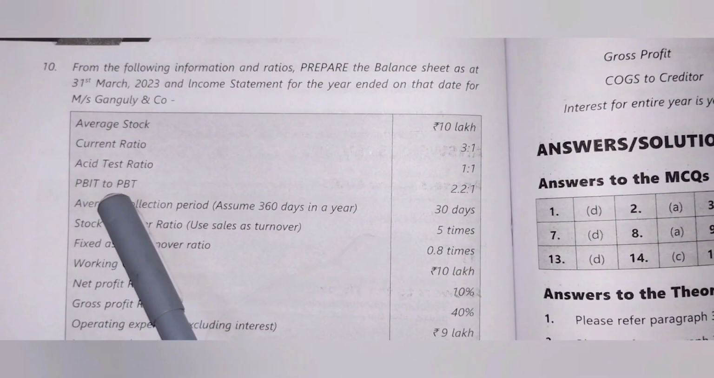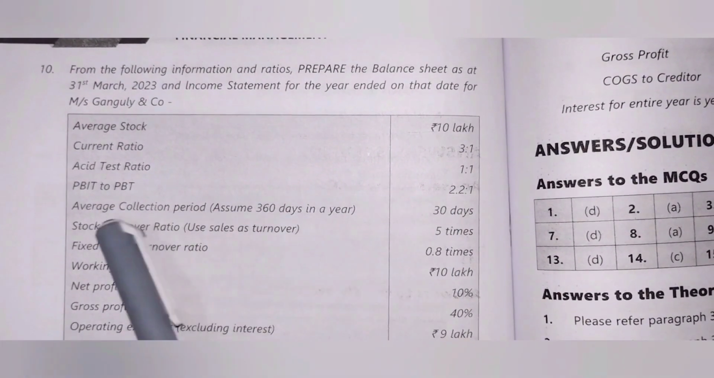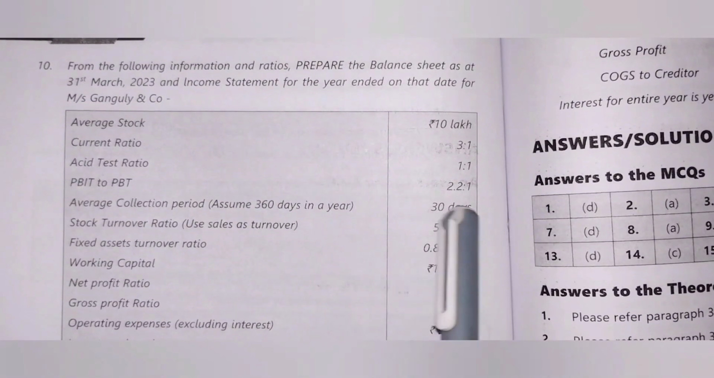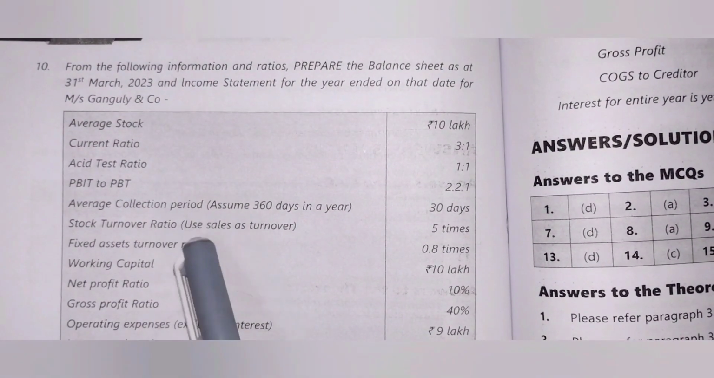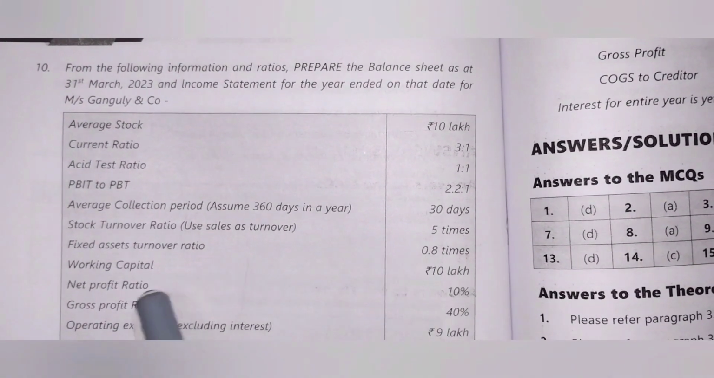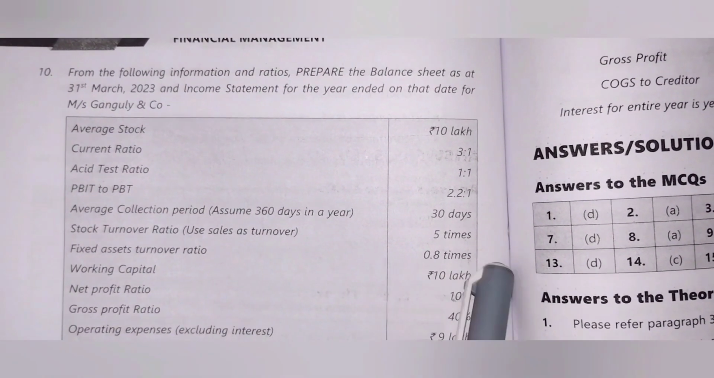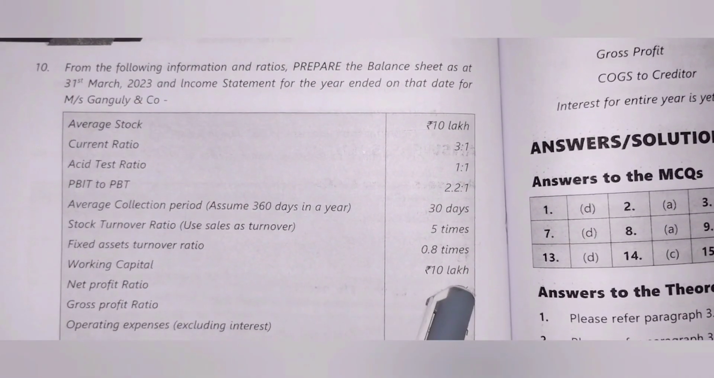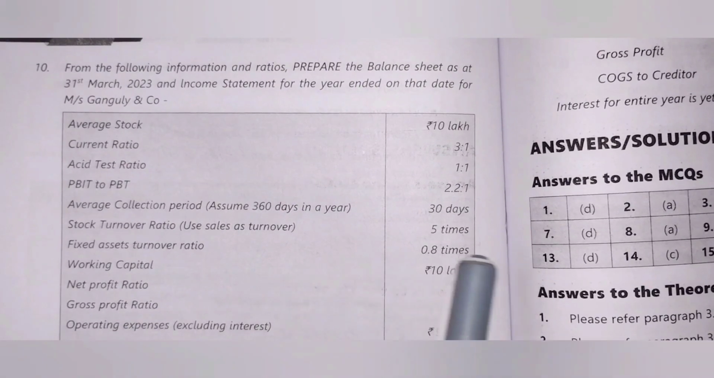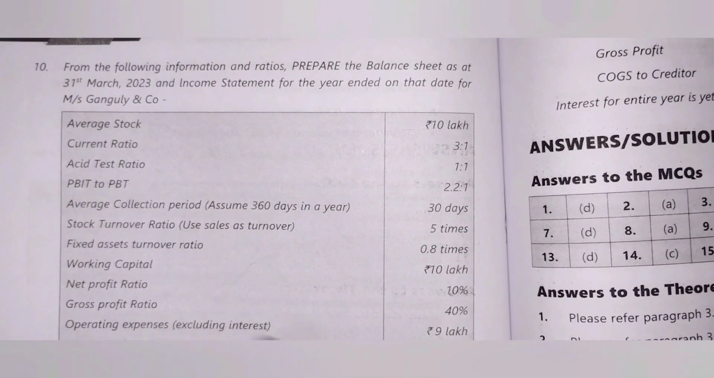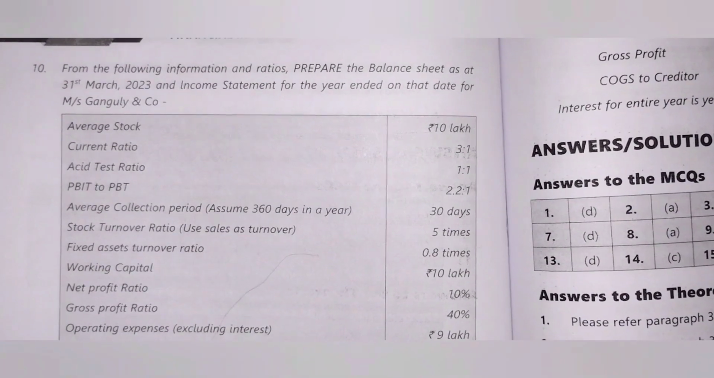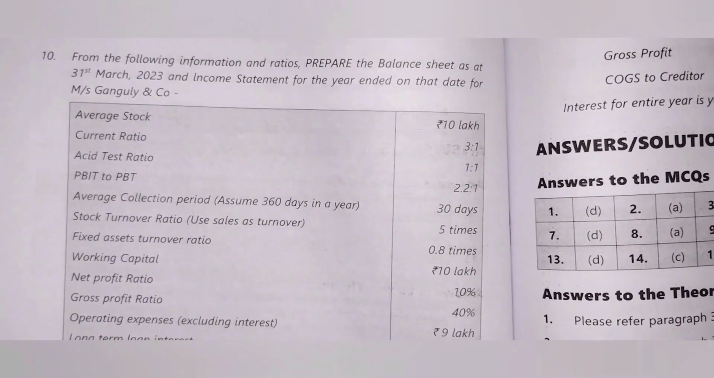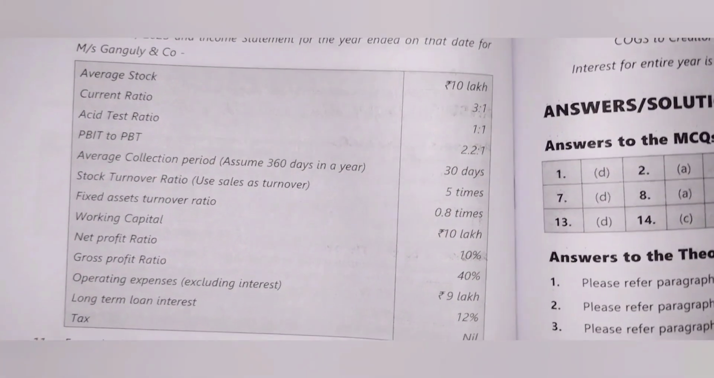PBIT to PBT is 2.1 is to 1. Average collection period, assuming 360 days in a year, is 30 days. Stock turnover ratio, use sales as turnover, is 5 times. Fixed asset turnover ratio is 0.8 times. Working capital 10 lakhs. Net profit ratio 10%. Gross profit ratio 40%. Operating expense 9 lakh, which is excluding interest, and long term loan interest is 12%. Taxes nil. Let's first write down the given data.